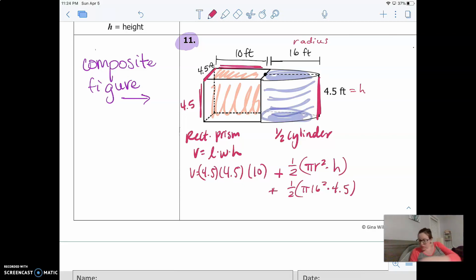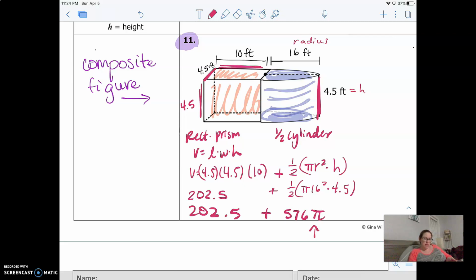Okay, calculator time, ready? 4.5 times 4.5 times 10. That is 202.5. And then we do 16 squared times 4.5. But then you have to take 1/2 of that. So that's going to be 576 pi plus the 202.5.